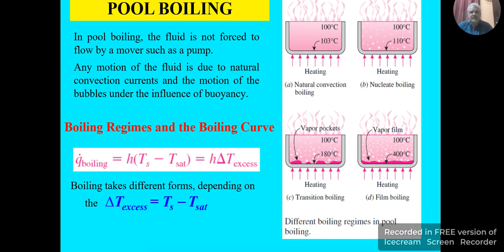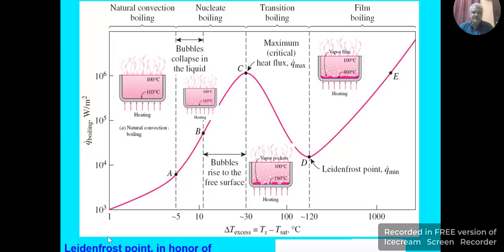In the earlier video session, we have seen the pool boiling regimes of natural convection boiling and nucleate boiling. Further, in continuation of this earlier lecture series, we will try to focus on the transition boiling and the film boiling regions in the pool boiling regime here.